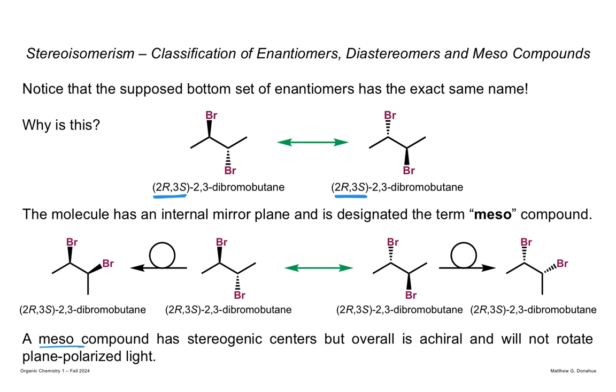So a meso compound has stereogenic centers, but when I say achiral, what I mean by that is if you put this molecule in a polarimeter, the specific rotation is going to be 0. So again, the way I think about it is maybe the R stereocenter rotates it to the right, the S rotates it to the left, and overall you get 0. So let me write that down.